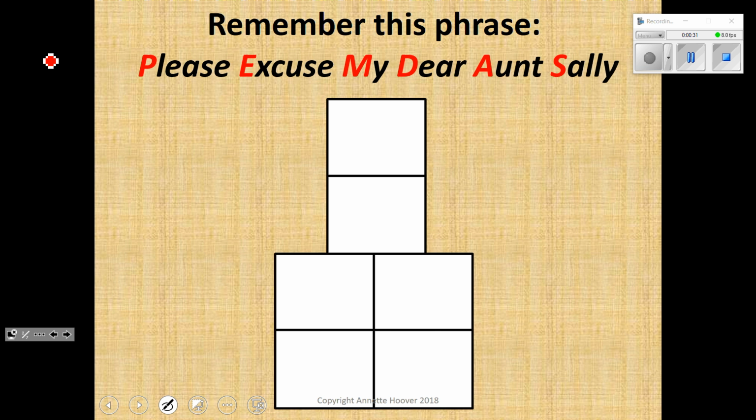So if you're taking notes, we have this right here. PEMDAS is the first letter of each word in the phrase, please excuse my dear Aunt Sally, and this is going to help us remember the order of operations. The P, if you put in the first box, stands for parentheses. Parentheses can also mean brackets.